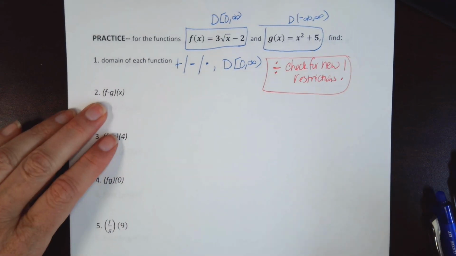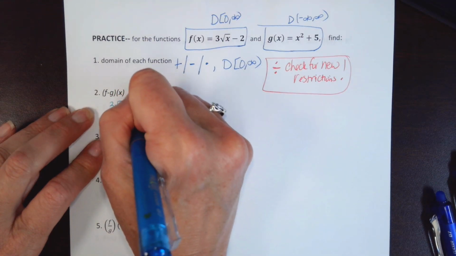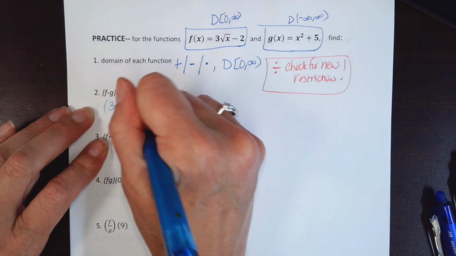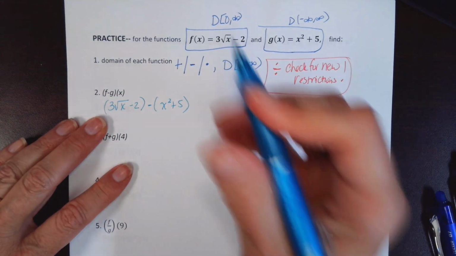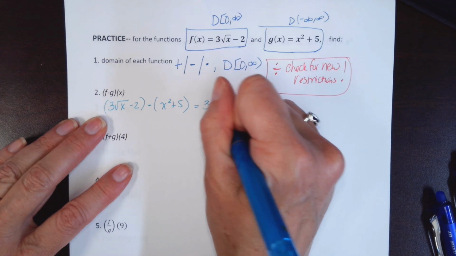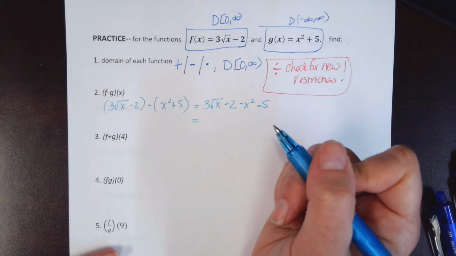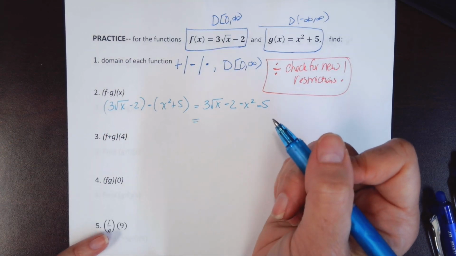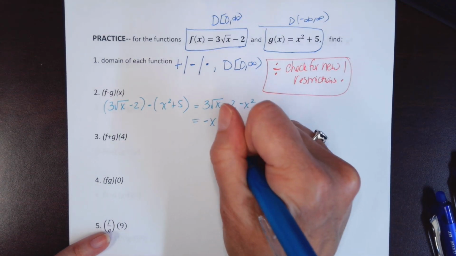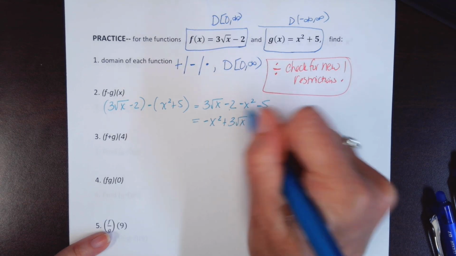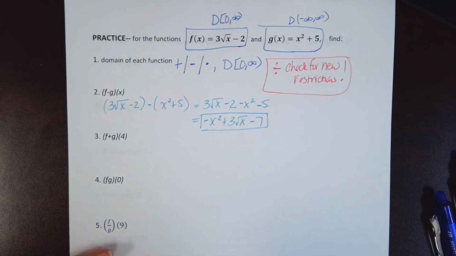All right, f minus g of x. F of x is 3 square root x minus 2. I need to subtract from that g of x. Notice my use of parentheses. That is super important. 3 square root x minus 2 minus x squared plus 5. And I want to combine any like terms and put it in order with the largest exponent first. So my largest exponent is that negative x squared. Then I've got a positive 3 square root x. Negative 2 and negative 5 is negative 7. So I combine those like terms.